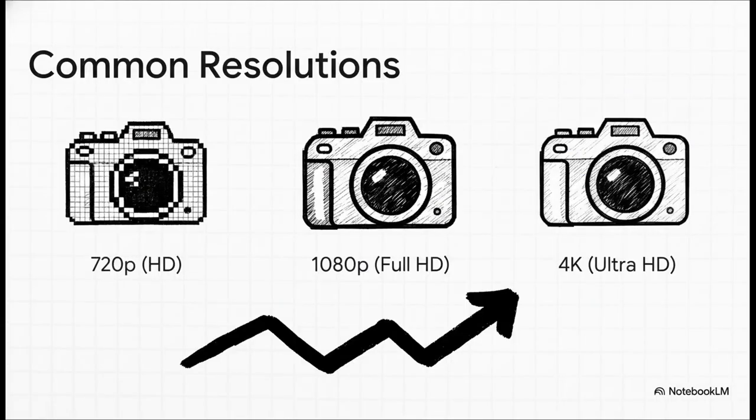I'm sure you've seen these numbers thrown around. 720p is what we call standard high definition. It's a solid baseline. Now, 1080p or full HD, that's kind of the gold standard for most stuff you see online. It gives you that really crisp, clear image. And then you have 4K, Ultra HD, which is just stunning. It has 4 times the detail of 1080p.